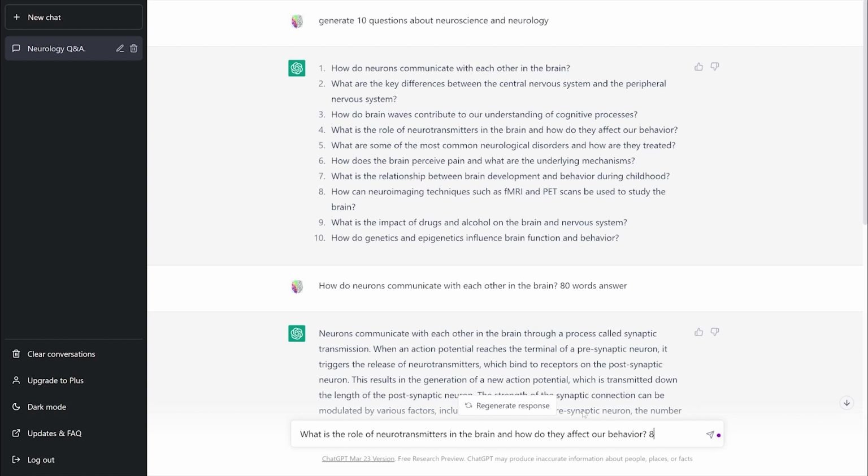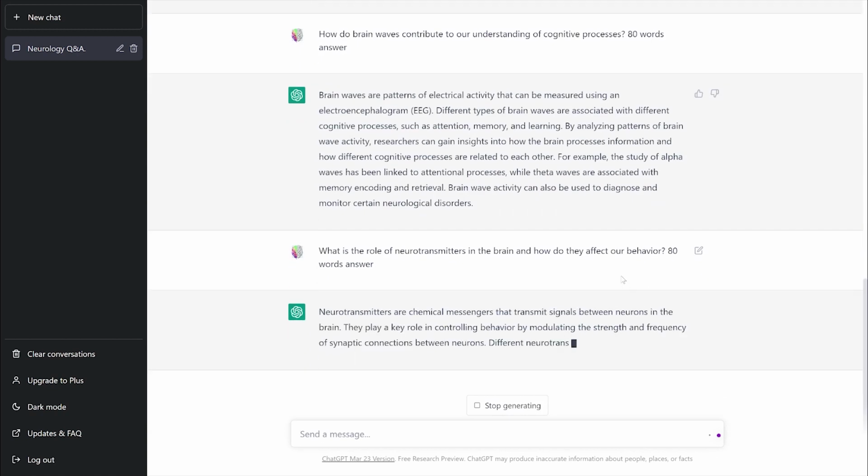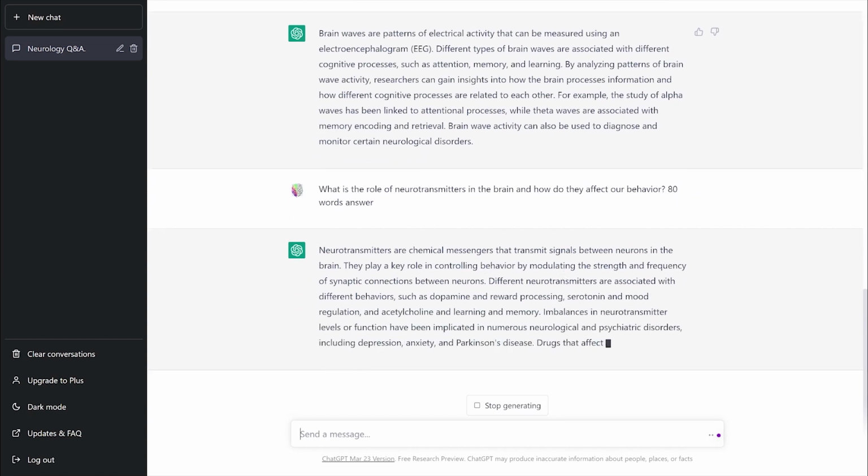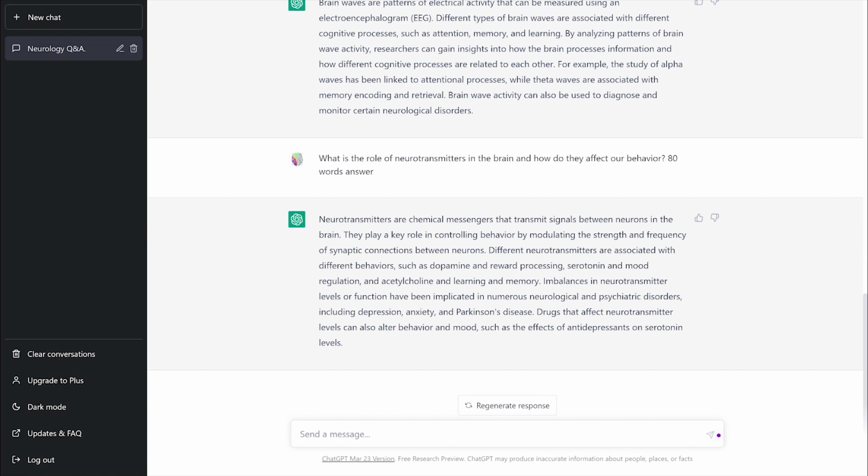Well, I guess it's going to talk about some different types of neurotransmitters, but let's see what the answer is going to be. Okay. Neurotransmitters are chemical messengers that transmit signals between neurons in the brain. They play a key role in controlling behavior by modulating the strength and frequency of synaptic connections between neurons. Yeah, as it said in the other question.